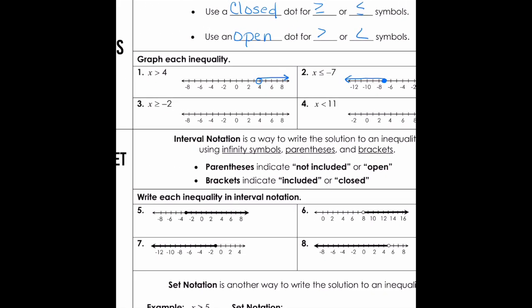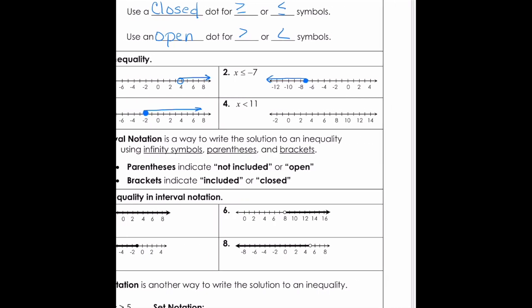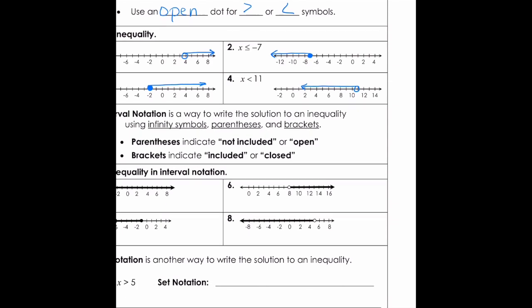Number 3, x is greater than or equal to negative 2. So we're going to go to the negative 2. Since it's equals to, we're going to put a solid dot. And where are the numbers that are greater than? They go off to the right. And then number 4, for x less than 11, we are going to put an open circle on the 11 and an arrow going to the left.